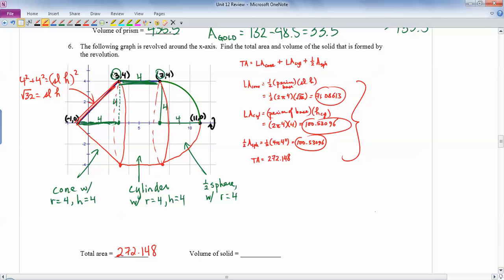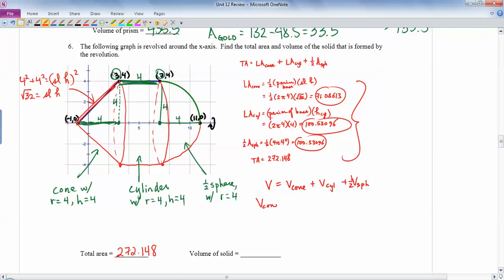Okay, so volume. Volume of the whole thing. Well, that's going to be the volume of the cone part, plus the volume of the cylinder part, plus the volume of the half sphere. So volume is volume of the cone, plus the volume of the cylinder, plus the volume of the half sphere. So we'll say half the volume of the sphere.